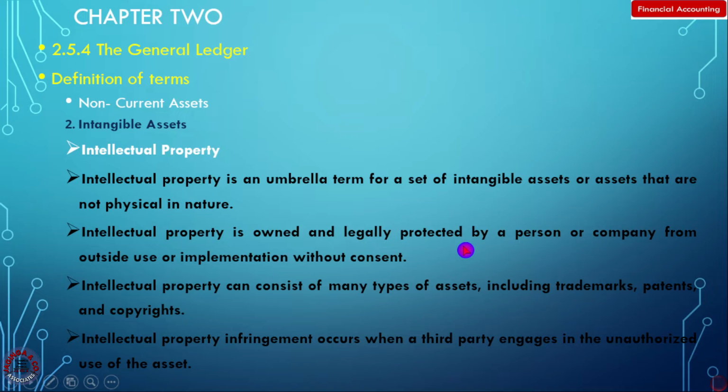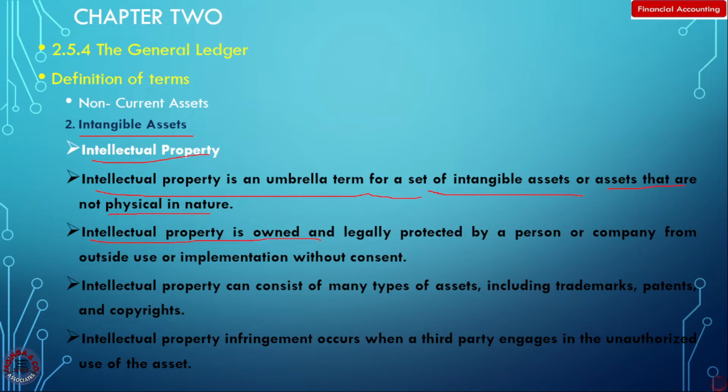So now we are moving to intellectual property. This is still intangible assets. We are still under intangible assets. Assets that you cannot touch or that don't have physical form. So what do we mean by intellectual property? When we talk about intellectual property, we are saying that intellectual property is an umbrella term for a set of intangible assets or assets that are not physical in nature. They don't have any physical form.